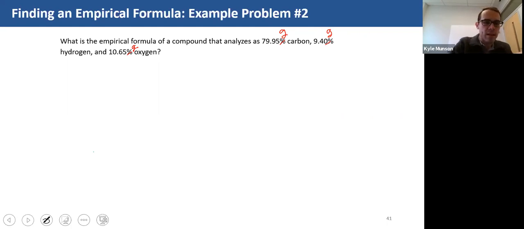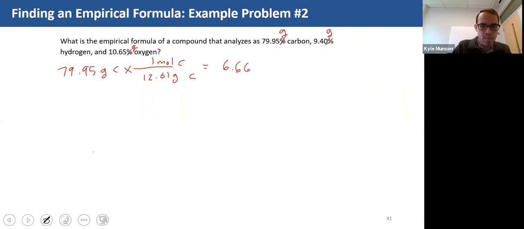Okay, so same idea as what we did before. So we're going to convert all of these to moles using the molar mass on the periodic table. So I'm just writing all that out right now.